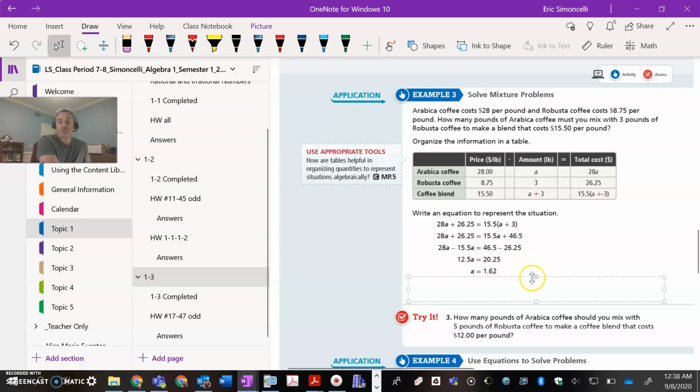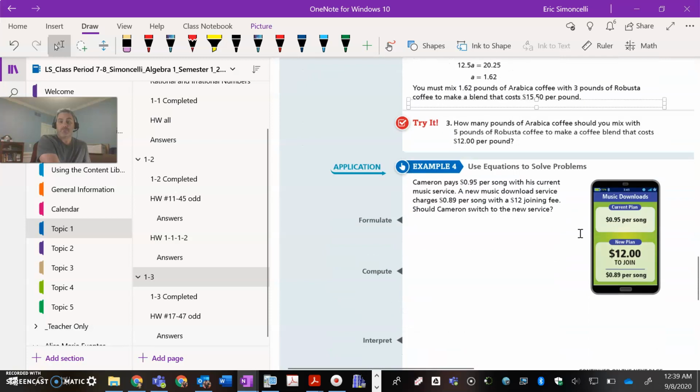In the end, you'll end up with 1.62. And remember, that's A as pounds of Arabica coffee. So if we go through and highlight all the details to finalize our answer, you must mix 1.62 pounds of Arabica coffee with 3 pounds of Robusta coffee to make a blend that costs $15.50 per pound. In the end, 1.62 plus 3 is 4.62. That's another finishing touch you can put on it to make it all come together. But yes, it does work out. If you plug all the numbers back in, you'll have $15.50 per pound.